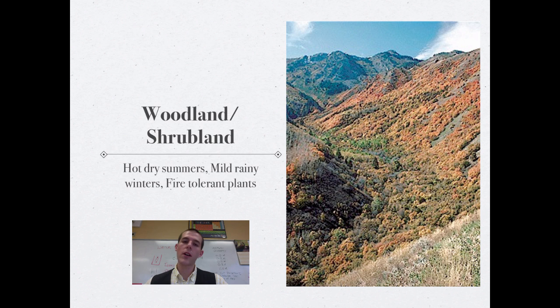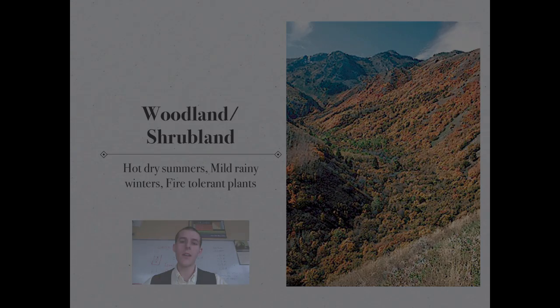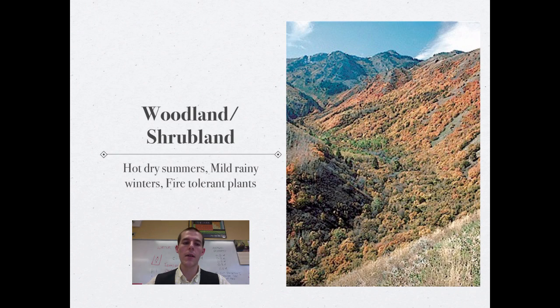Now we're going to back the rain off a little bit, and we're going to talk about a woodland slash shrubland. This is also known as chaparral. It can be known as a Mediterranean climate. It goes by many names, but this area is characterized by hot, dry summers and mild, rainy winters. It is scrubby. There aren't a whole lot of trees, but there's a lot of bushes and shrubs.